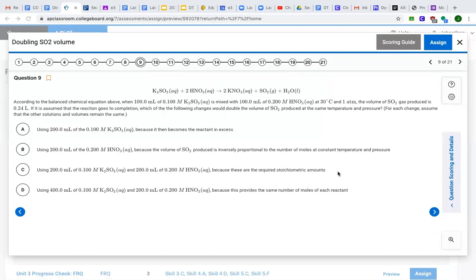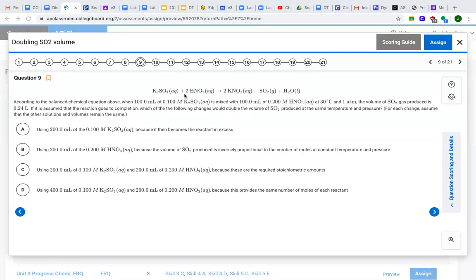Okay, so Symphony, why did you choose C for this one? I chose C because I figured that if you want to double the volume of something, then you would have to double the entire reaction. And so I know you can't double just one thing. A, for example, just says to double one, which was the K2SO3, which didn't make any sense because it wouldn't make sense to double an entire reaction by only doubling one thing. And the rest kind of followed suit, or they changed the molarity. So C was the only one that made sense because it just doubled the volume.